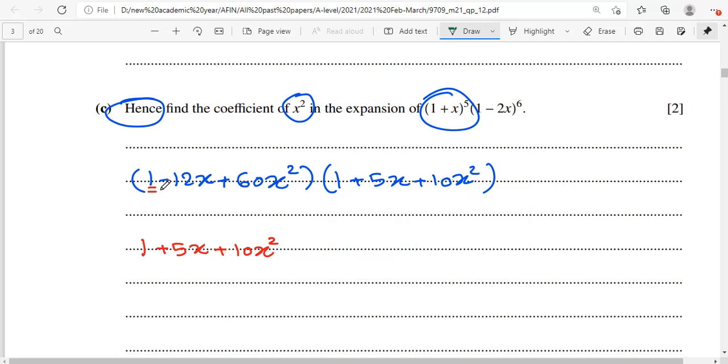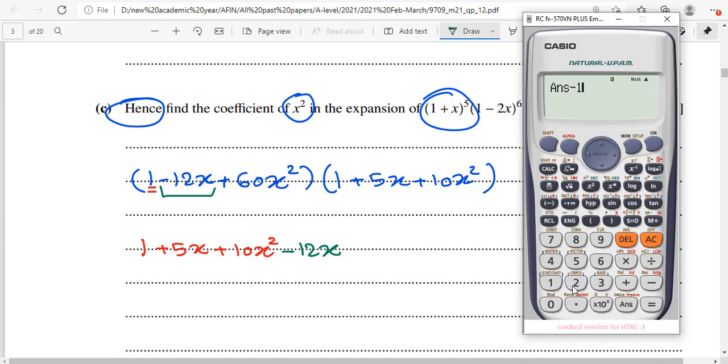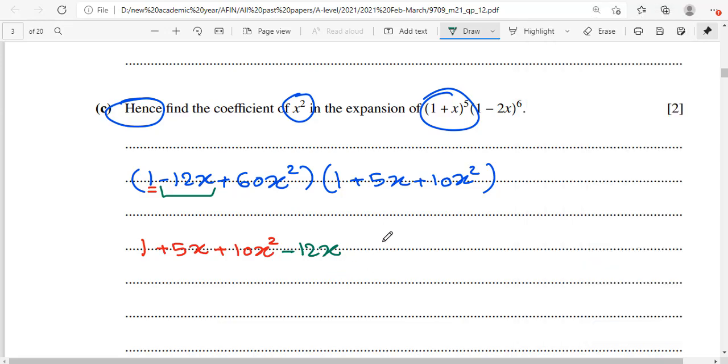For the negative 12x, we multiply this as one term by all of these 3 terms here. Negative 12x times 1 is negative 12x. Negative 12x times 5. So negative 12 times 5. Negative 60.